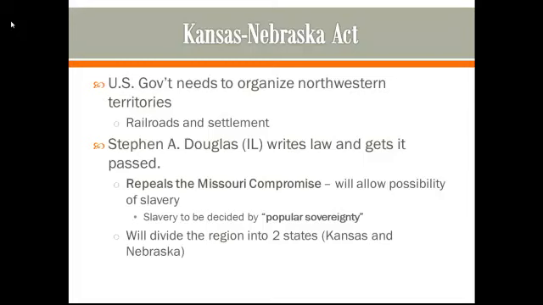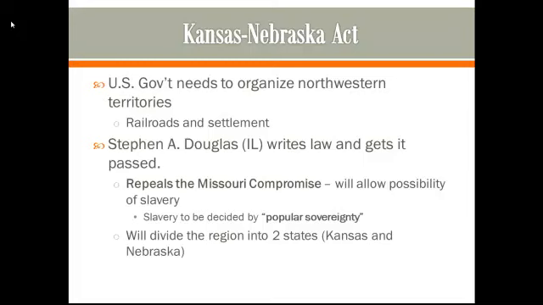And so Stephen A. Douglas writes a law in order to make these states of Kansas and Nebraska real. Basically, the idea is they are going to divide this territory into two states, but what is going to be different about this is that they are not going to deal with the compromise.